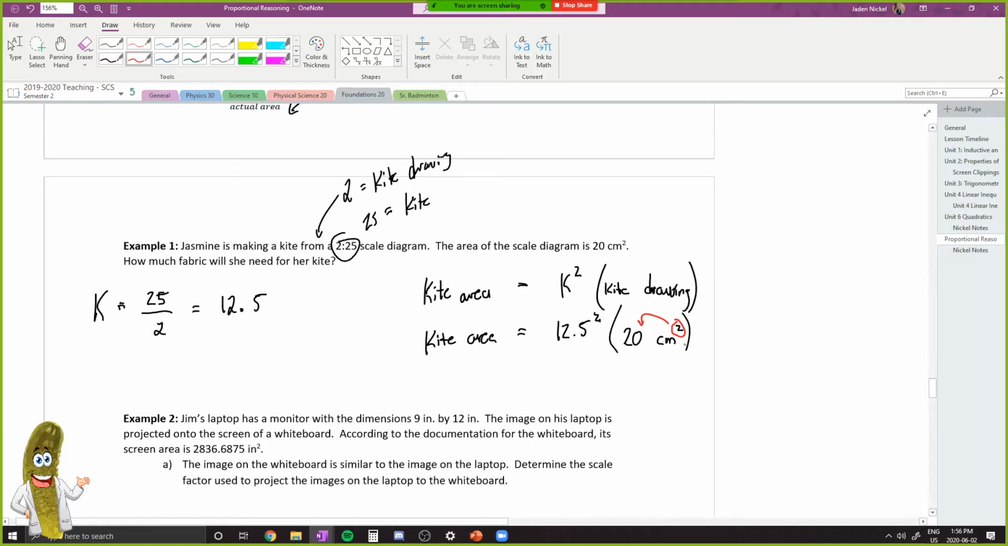So the reason I put a huge gap in between the number and the unit here is just to emphasize that it's not the 20 being squared, it's the centimeters being squared. The only thing that needs to be squared is this 12.5. And when you plug in all of your values, you get that the kite area is equal to 3,125 centimeters squared.